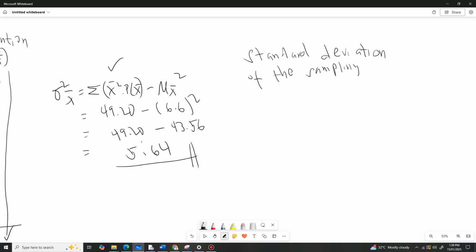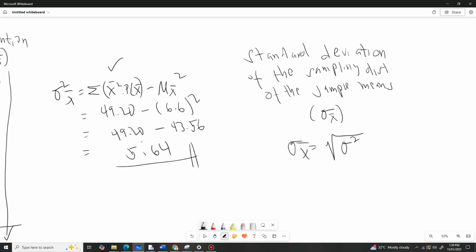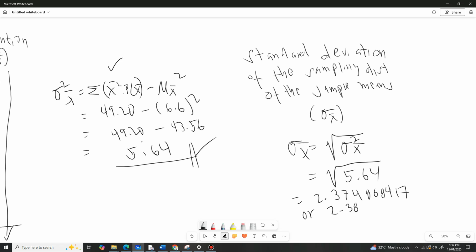Next is to get the standard deviation of the sampling distribution of the sample mean. Our formula here is to get the square root of the variance. So the square root of 5.64 is 2.374868417, or 2.38 in 2 decimal places.